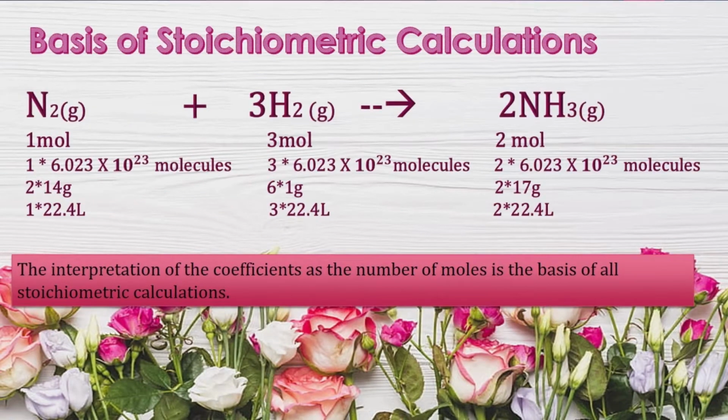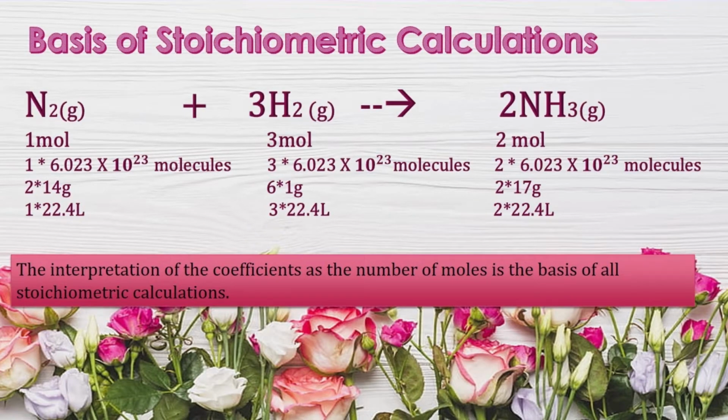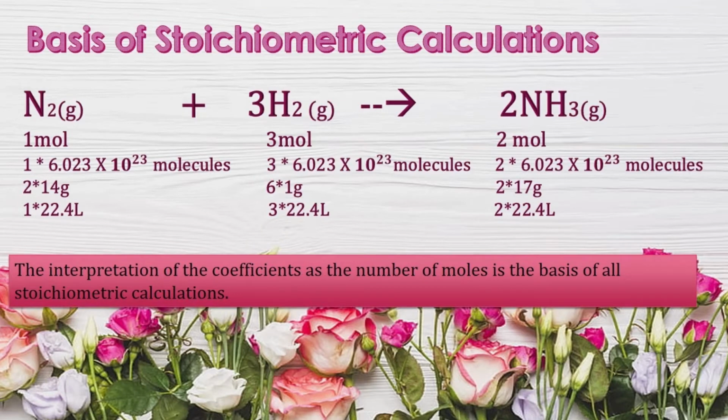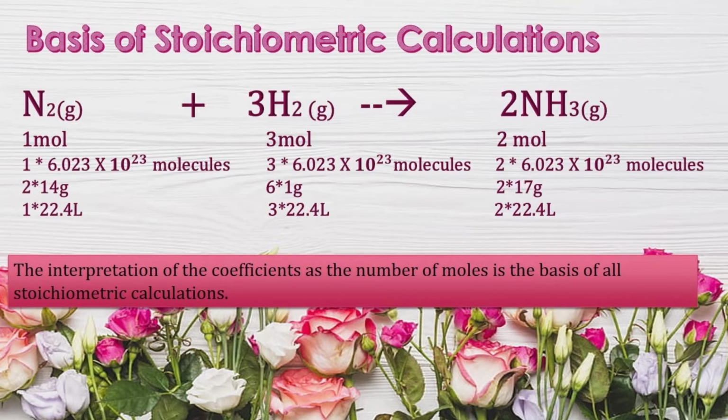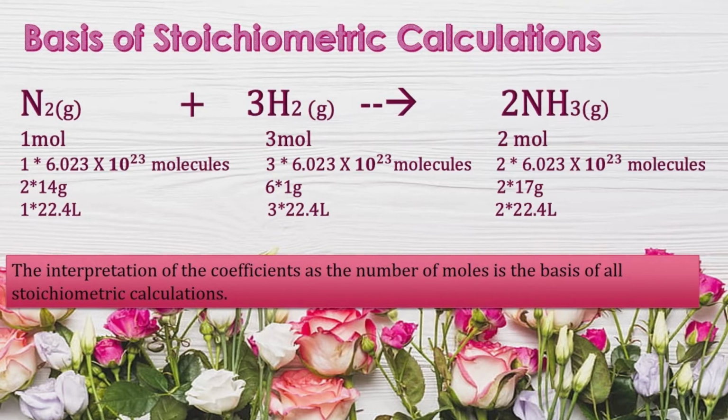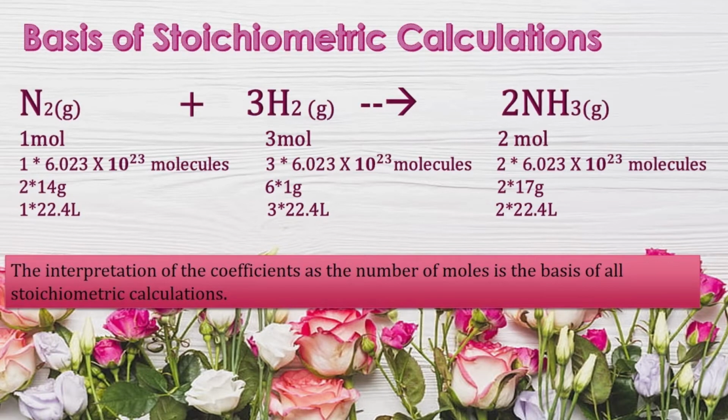The basis of stoichiometric calculations is how we interpret the coefficients in the balanced chemical equation. The coefficients in the balanced chemical equation can be interpreted as the number of moles. For example, take the reaction between nitrogen and hydrogen to form ammonia. The equation coefficients can be interpreted in the form of number of moles, like 1 mole of nitrogen can combine with 3 moles of hydrogen to form 2 moles of ammonia.